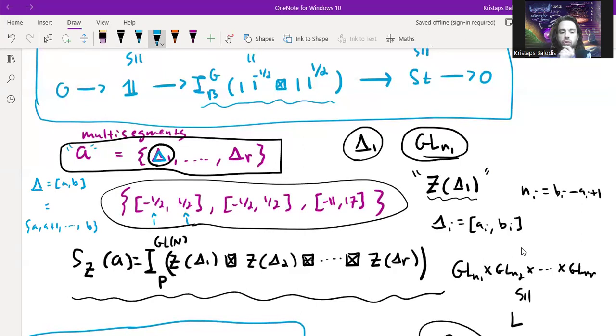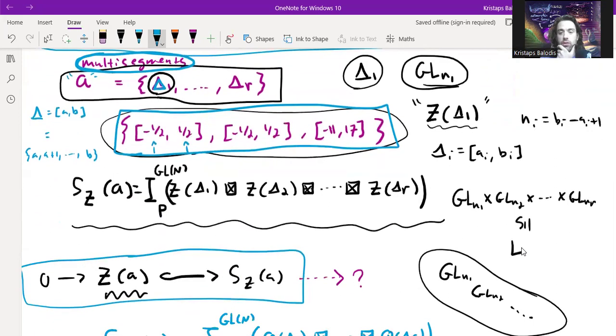And we also considered things called multi-segments. So a multi-segment was just a multi-set containing segments. So that just means, like in this example here, we can have multiple copies.